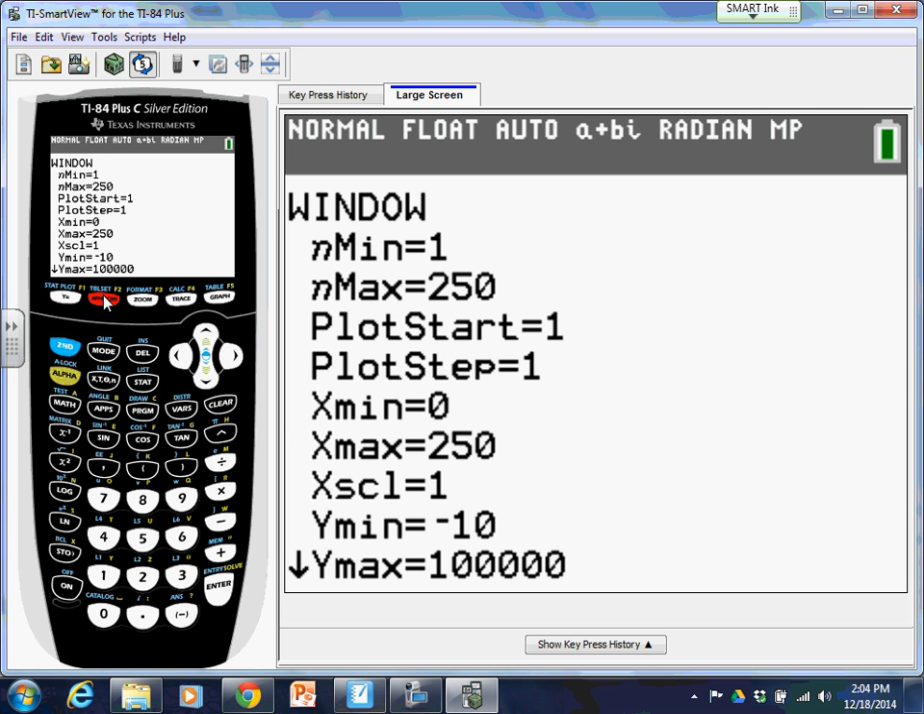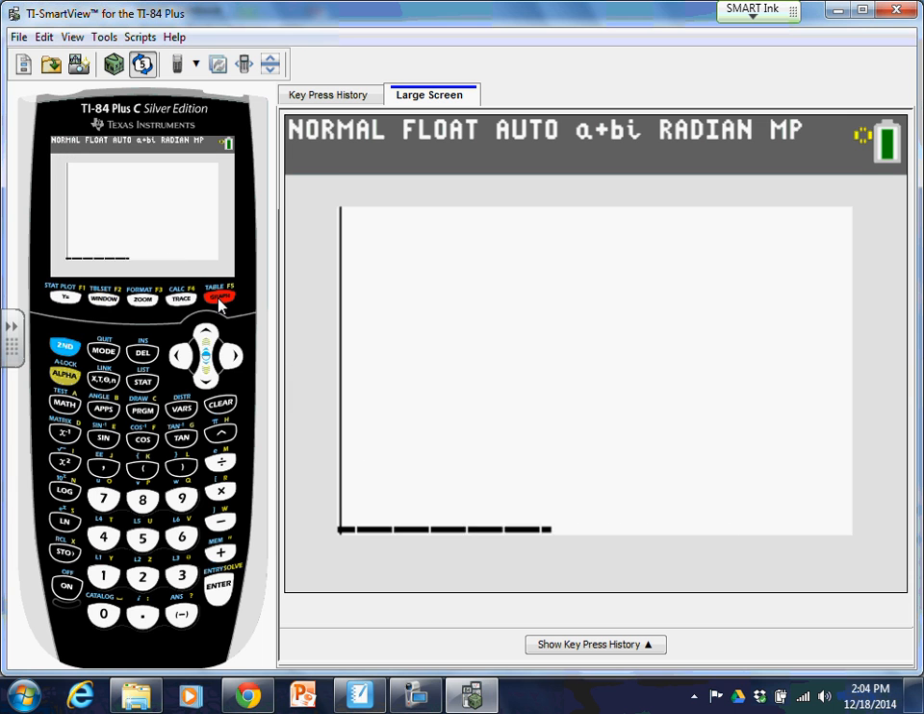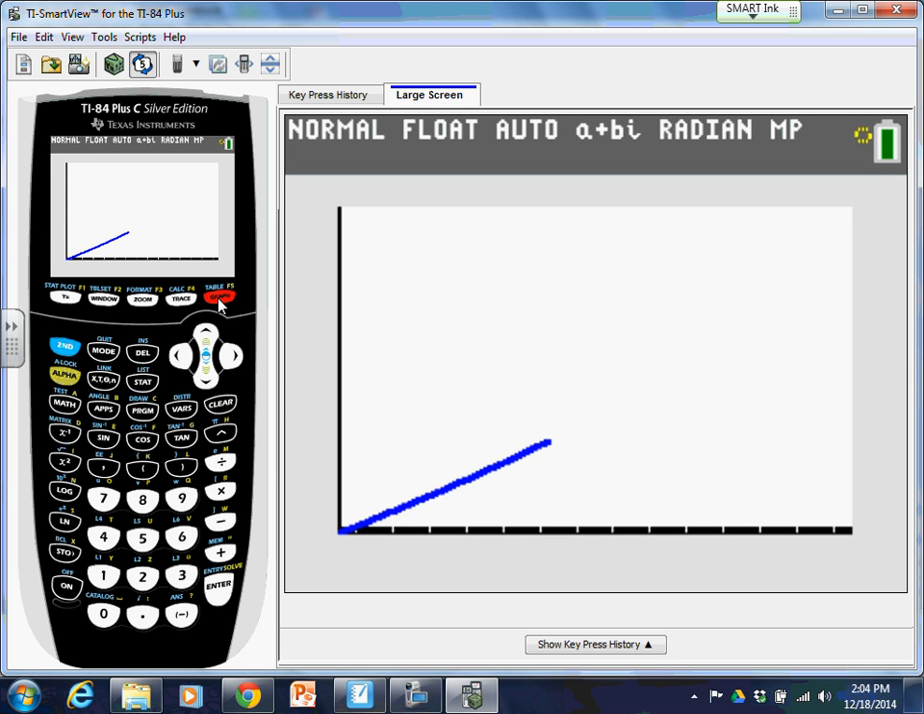So I set my window this way. I knew I needed to go out to 240 in the n value and in the x maximum, so I just went a little farther out to 250. And I just made my Y max 100,000, and that was just kind of guess and check. If it was too low, I could always change it. But these numbers worked for my window, and I was able to see the whole graph. And this way I can just trace and go to 240.